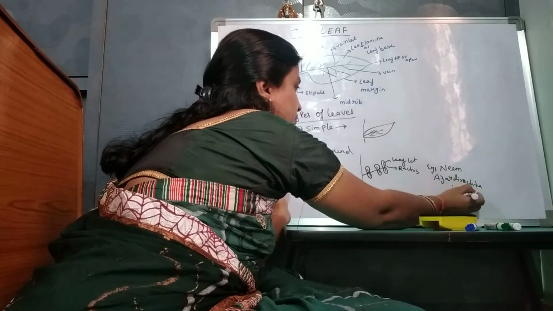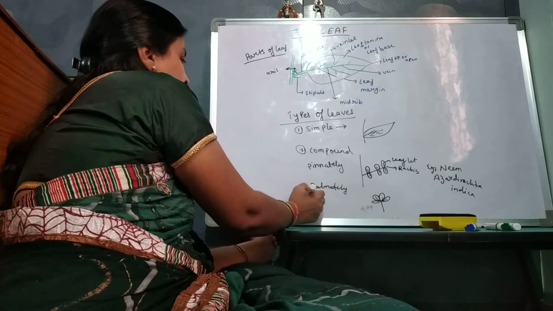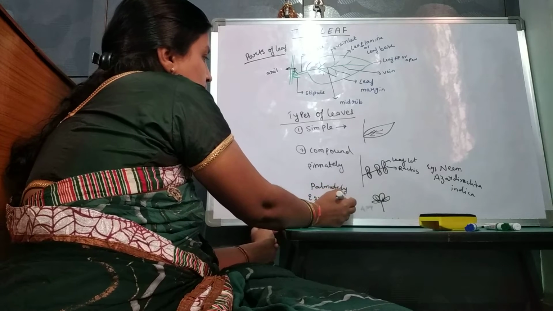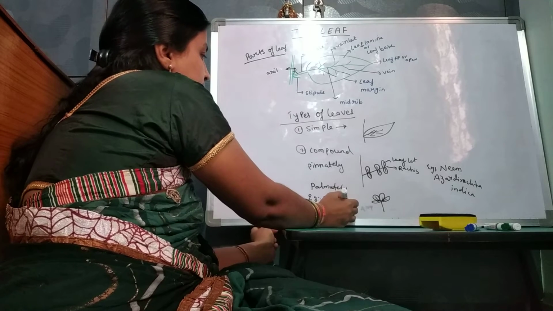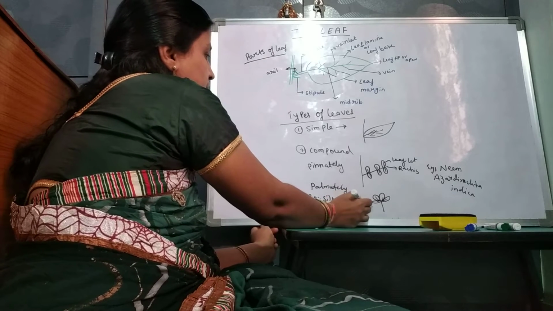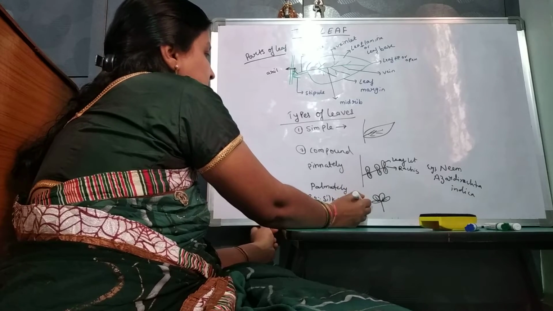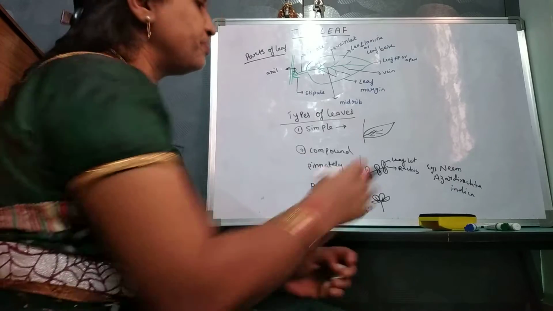Pinnately compound leaves are present in neem, Azadirachta indica. Palmately compound leaves are present in silk cotton, Bombax ceiba. This is about the types of leaves.